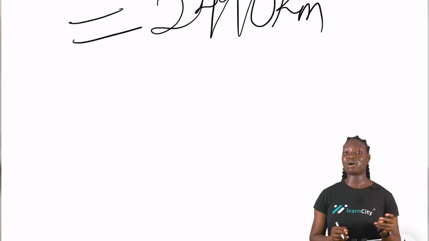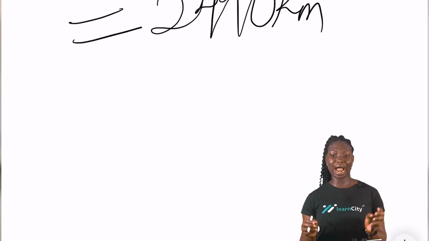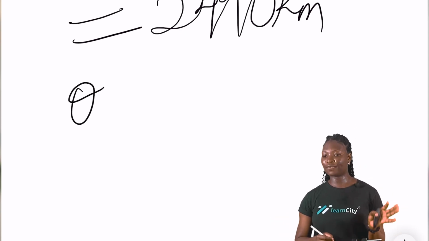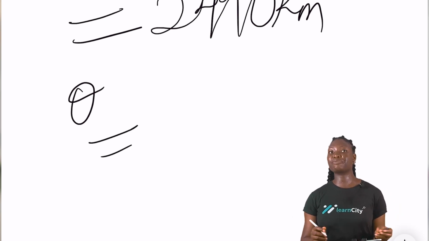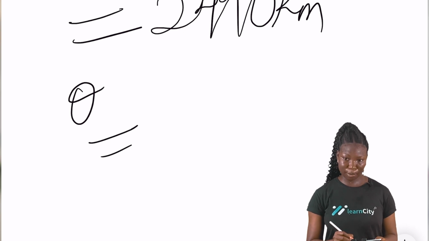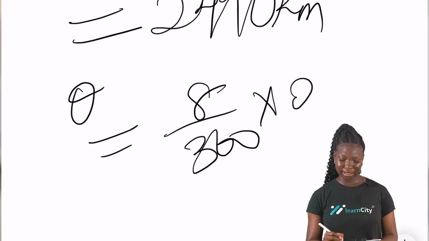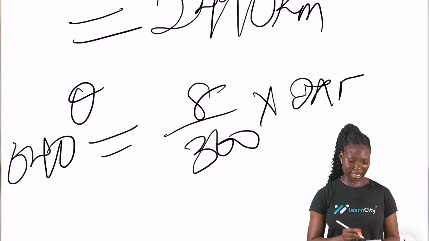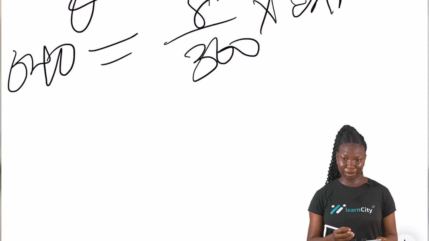And we know that our r is r cos theta. So we have to find the parallel of latitude, which is theta. We have already been given 8 degrees change in longitude. So we have 8/360 times 2 pi r, and here we have 640 kilometers.